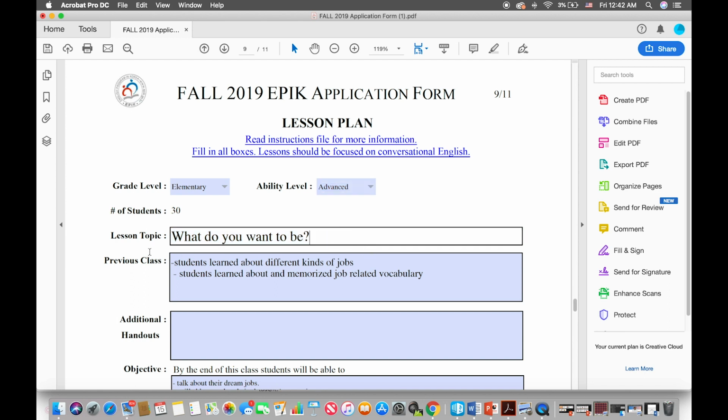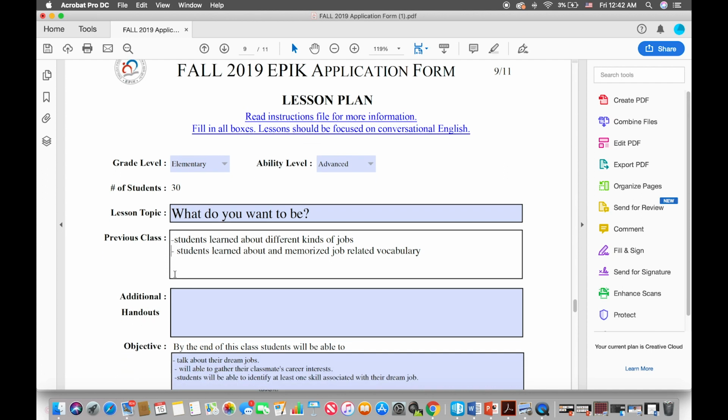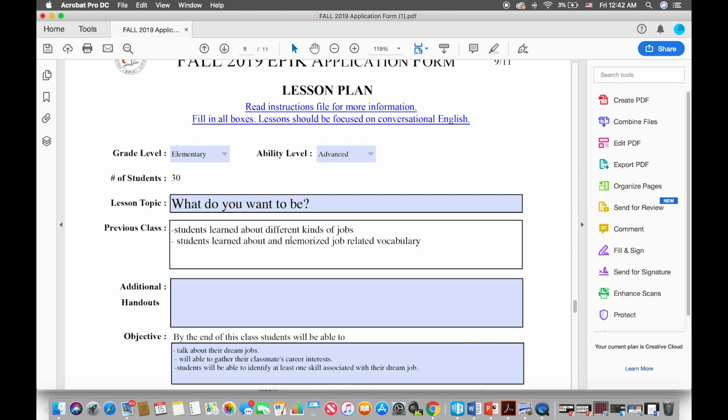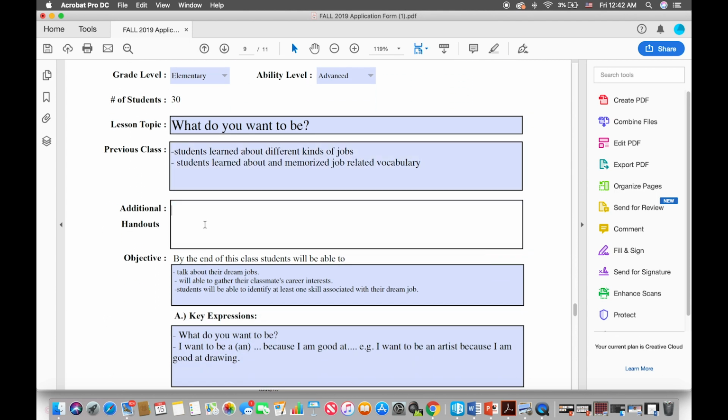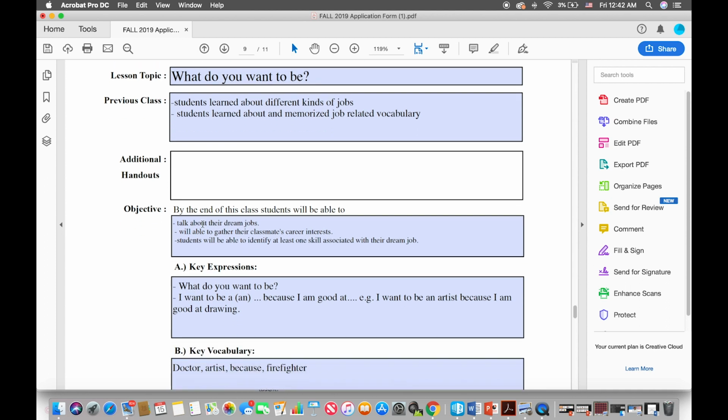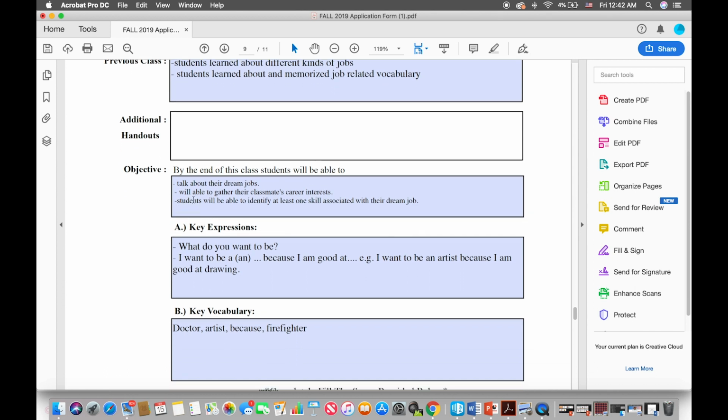So it's going to be about their dream jobs. Okay, so from a previous class, my students learned about different kinds of jobs, and they learned and memorized the job-related vocabulary. For additional material, I'm not going to have any handouts for this lesson, so this part I will skip. Objectives: by the end of this class, my students will be able to talk about their dream jobs.